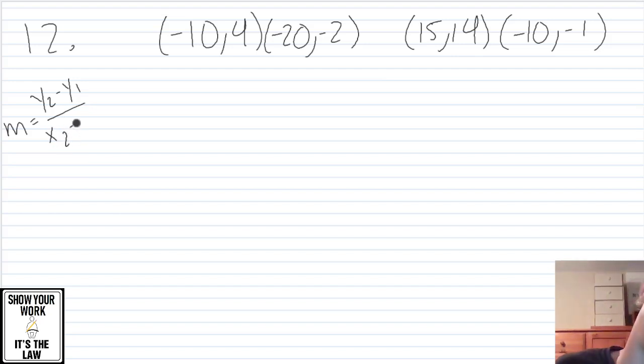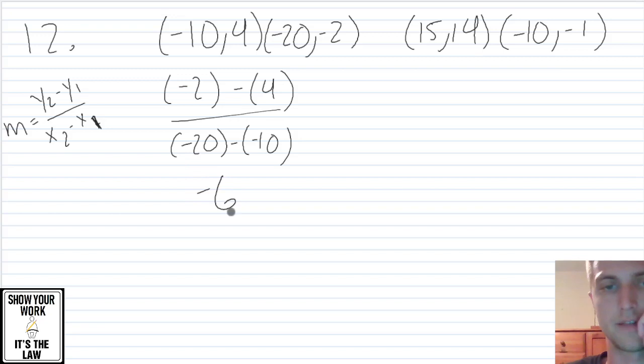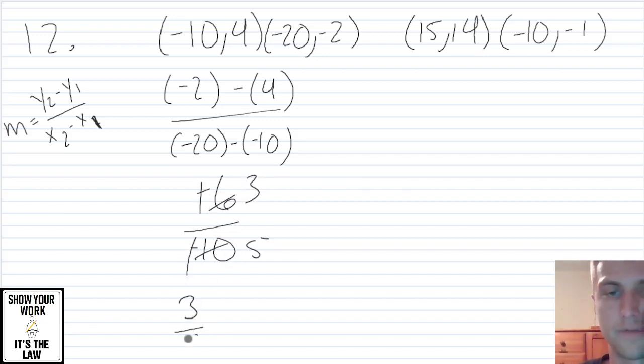I wrote it sideways. That's x1. Anyway, y2, -2. y1, 4. x2, -20. x1, -10. -2 minus 4 is -6. -20 minus -10 is the same as -20 plus 10, which is the same as -10. Negatives cancel. They're both even. Divide by 2. Divide by 2. We got 3 over 5 as one of our slopes.